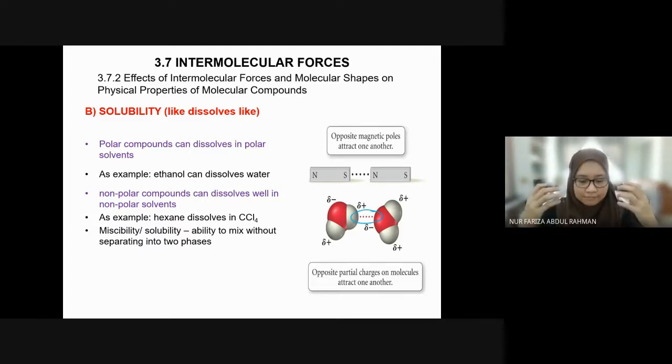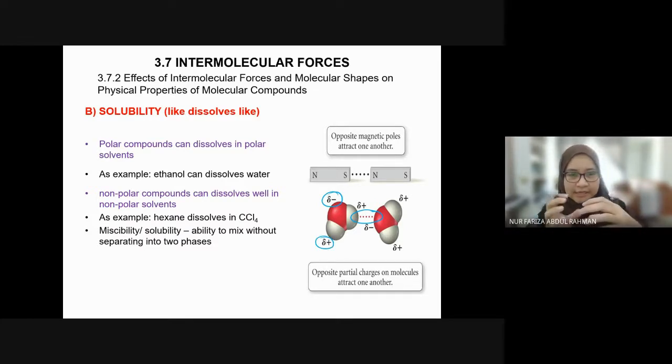Okay, now by right you should have a better understanding of why oil cannot mix well with water. Because water is polar, right? Water is polar, bipolar means it has a negative end and a positive end. It wants to form intermolecular forces with oil. However, oil is non-polar. It doesn't have that dipole, negative end and positive end.